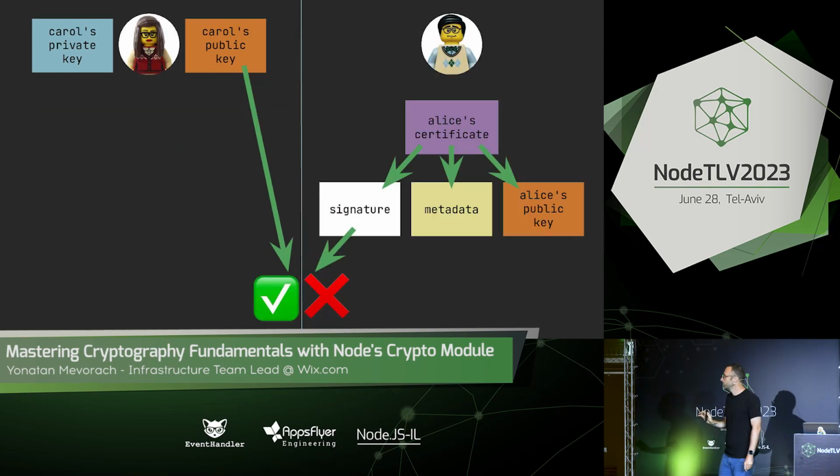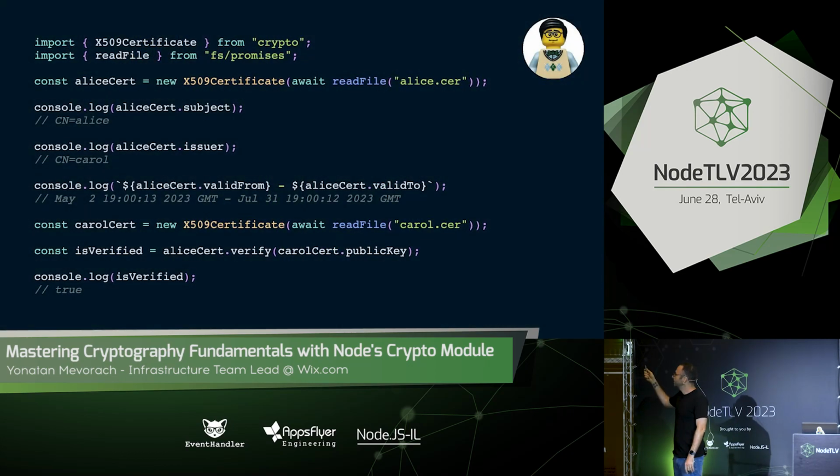Bob won't just trust the certificate. He will perform the verification. So he will take Carol's public key and, again, similar to before, validate the signature using Carol's public key. And then he can know that if this checks out, then he can trust that this is indeed Alice's public key. Let's see how we can perform the verification in code.